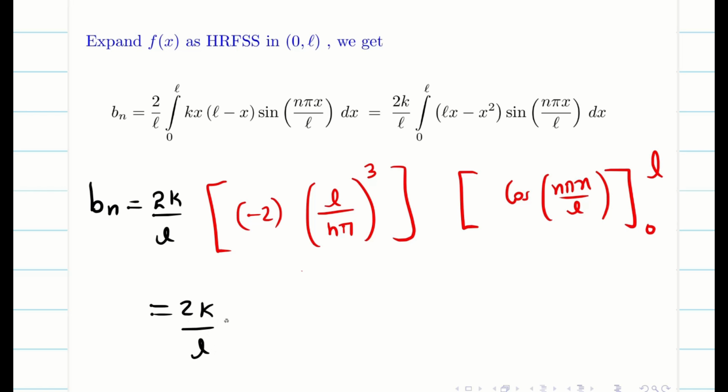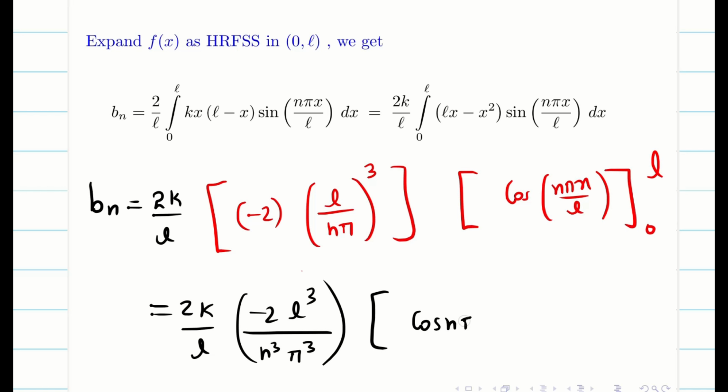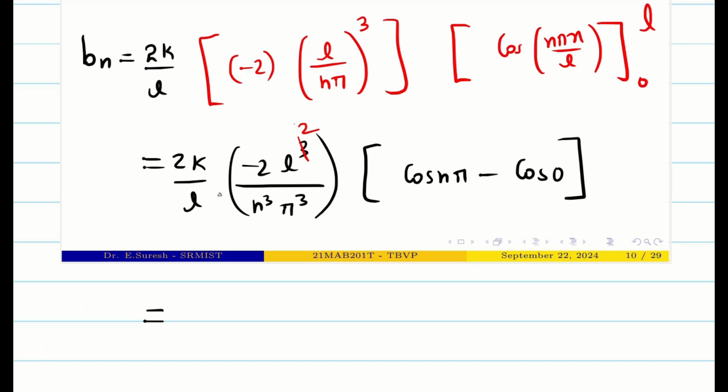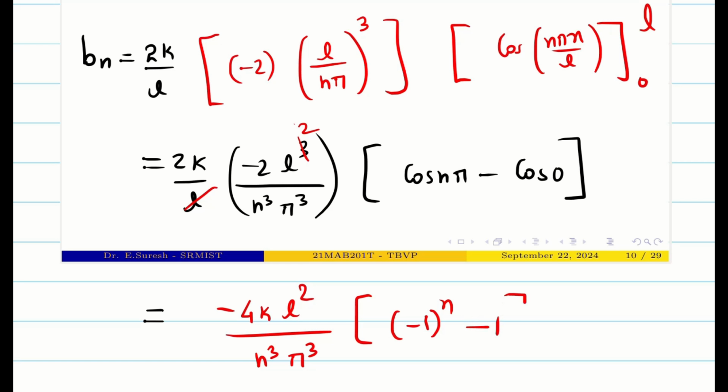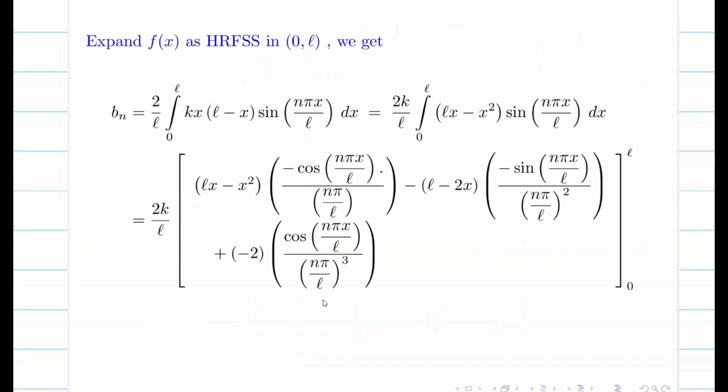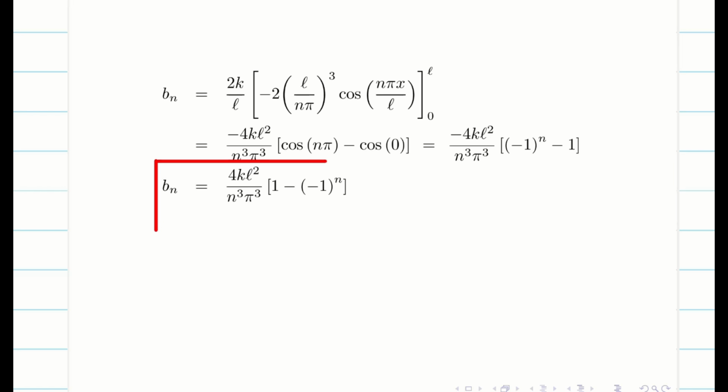Now 2k by L into minus 2L cube divided by n cube pi cube. When I apply the upper limit, it will become cos n pi. My lower limit is cos 0. Here L gets cancelled. Minus 4k L square by n cube pi cube. We know that cos n pi is minus 1 whole power n. If I multiply this minus inside, I'll be getting Bn. So my Bn is 4k L square divided by n cube pi cube into 1 minus (minus 1) whole power n.